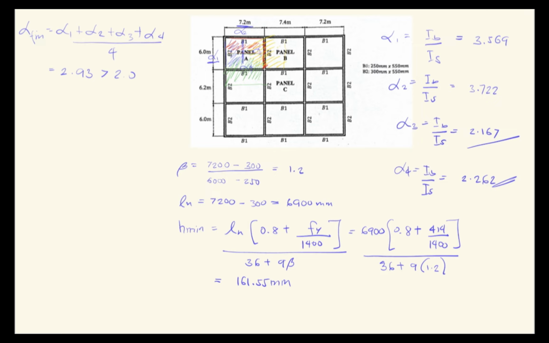161.55 mm, and comparing this with 90 mm, obviously this one is greater. Comparing this value 161.55 with the assumed thickness of the slab, which is 175 mm, we can conclude that the thickness is adequate. Okay, thickness is adequate.